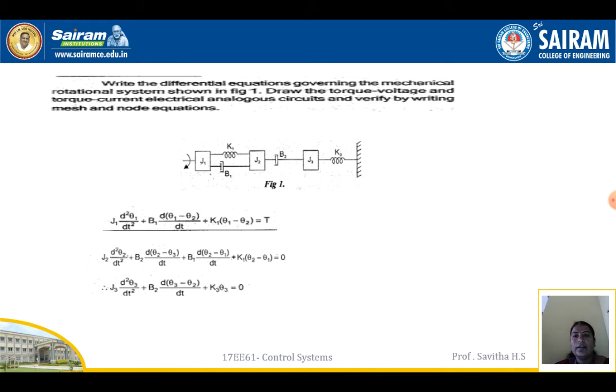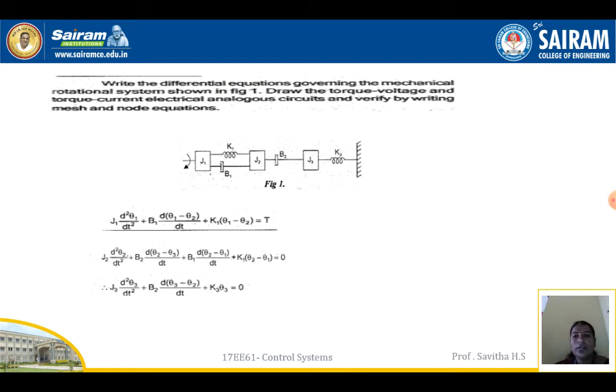So we'll consider the next example. Write the differential equation governing the mechanical rotational system shown in the figure. Draw the torque voltage and torque current electrical analogous circuits and verify by writing the mesh and the node equations. So here we should consider the three nodes, that is theta 1, theta 2 and theta 3. The first equation is J1 d square theta 1 by dt square plus B1 into d of theta 1 minus theta 2 divided by dt plus K1 theta 1 minus theta 2 is equal to T.